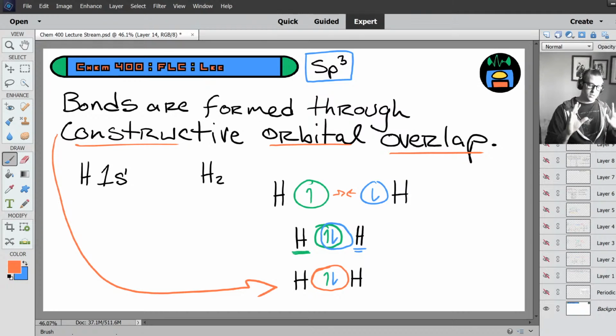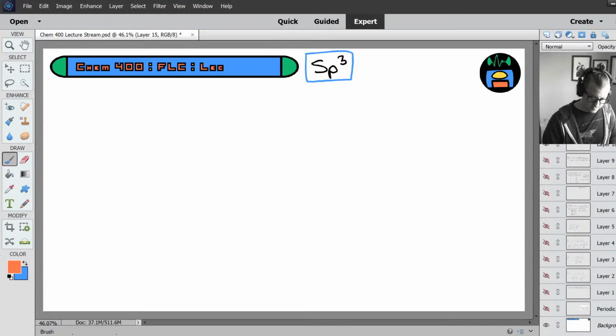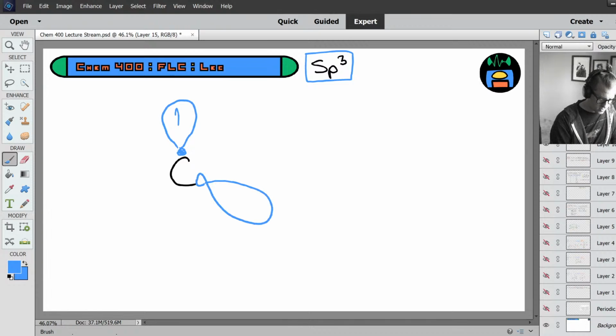So let's take this idea of constructive orbital overlap and apply it to the molecule of CH4, which, as we know, is sp3 hybridized. All right. So let's take a look. I'm going to start by drawing carbon with its 4 hybrid orbitals, 1 electron in each one.